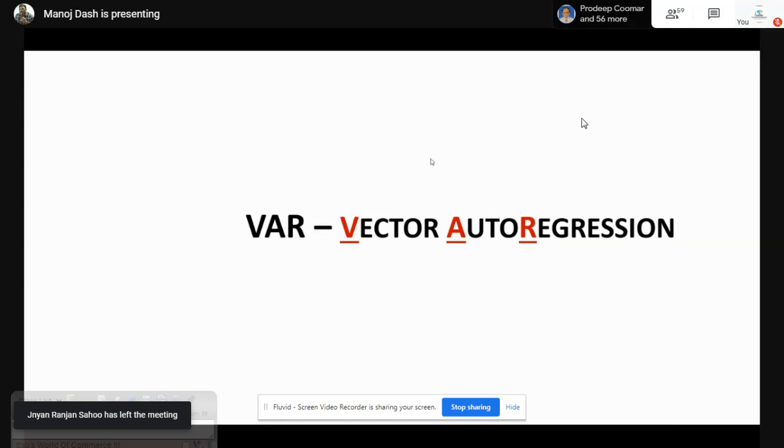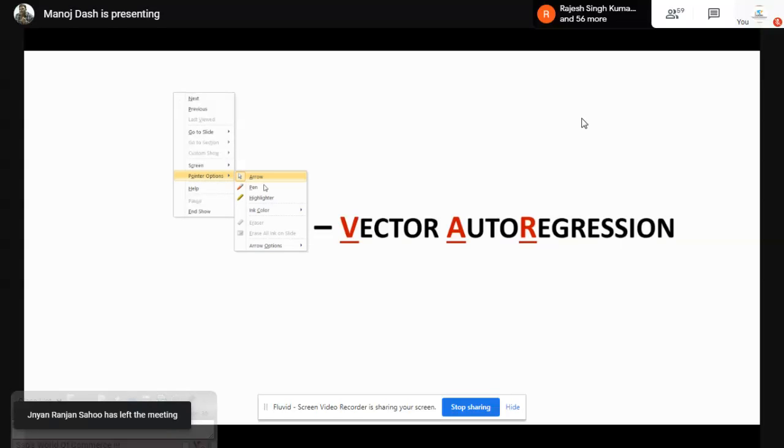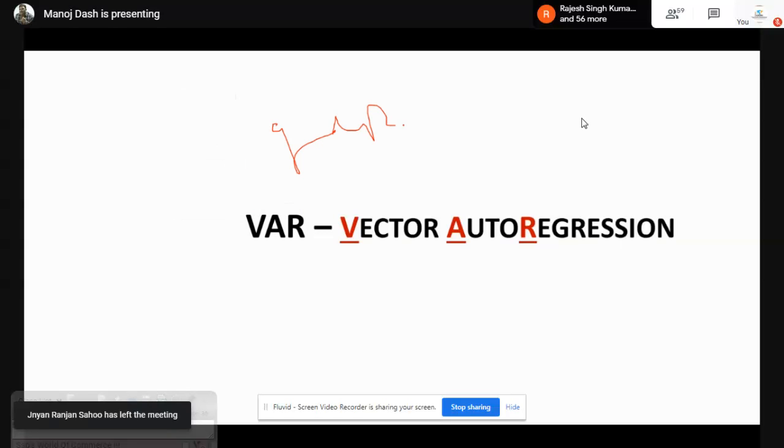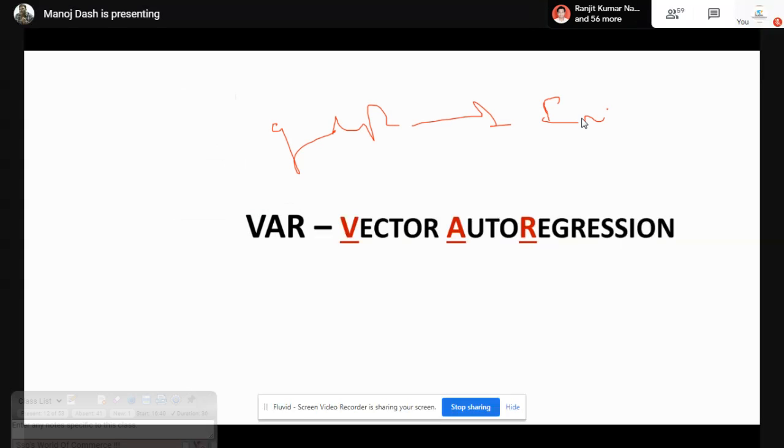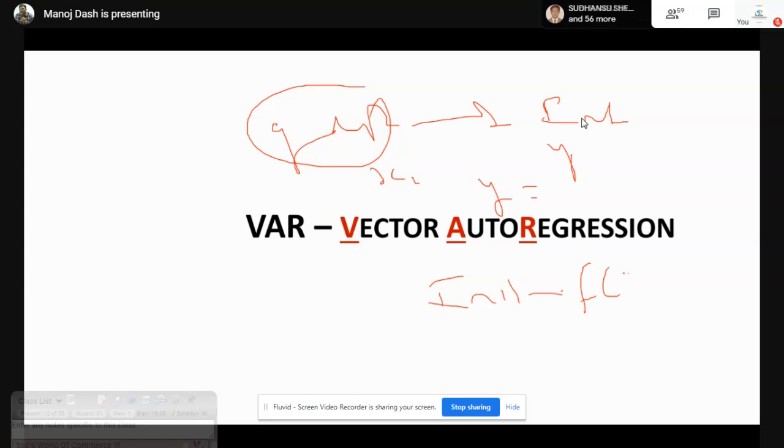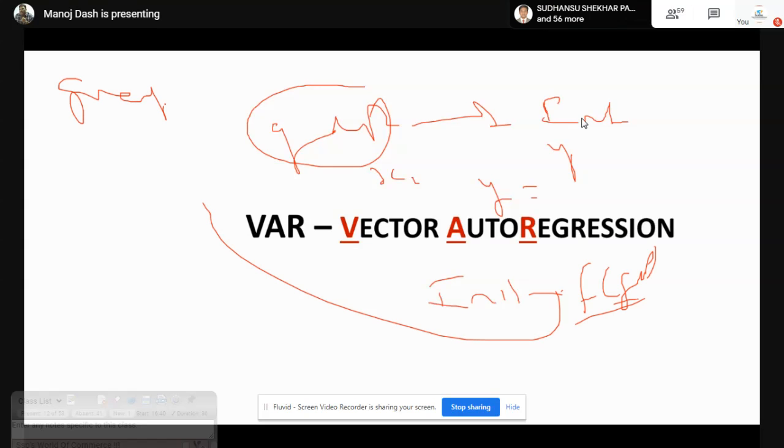Suppose you conclude that GDP Granger causes the interest rate. Okay? GDP Granger causes the interest rate. So which one is x1, and which is y? The interest rate depends upon your GDP. So this endogenous problem can be checked through Granger causality. Any doubt? Okay sir, thank you.